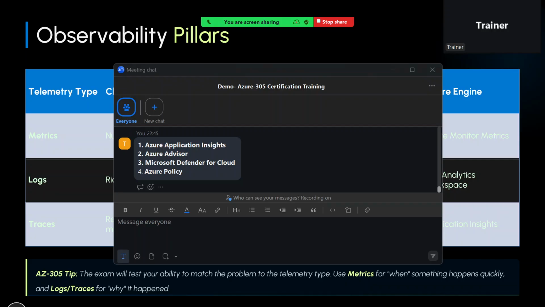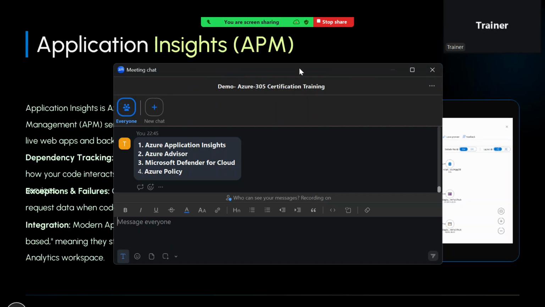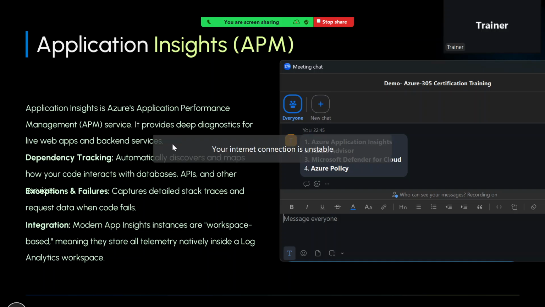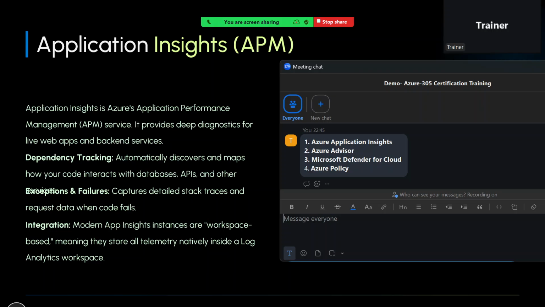Okay. So here, if you see, Application Insights in Azure is an application performance management, APM, service. It provides a deep diagnosis for live web apps and backend services. Okay, so if I simplify, Application Insights is Application Performance Monitoring, which is APM, and it focuses on applications, not on infrastructure. Okay. So what is Azure Monitor versus Application Insights? So in Azure Monitor, there is infrastructure, but in Application Insights, there is applications.